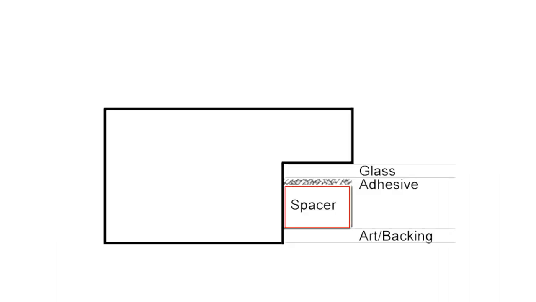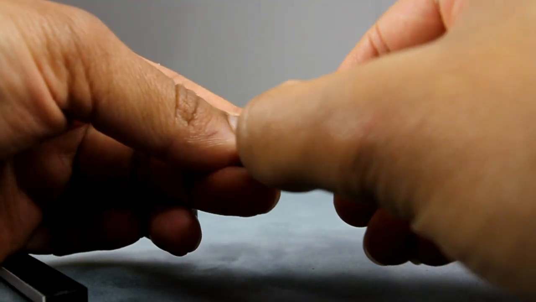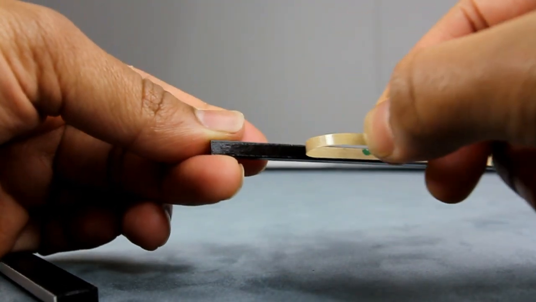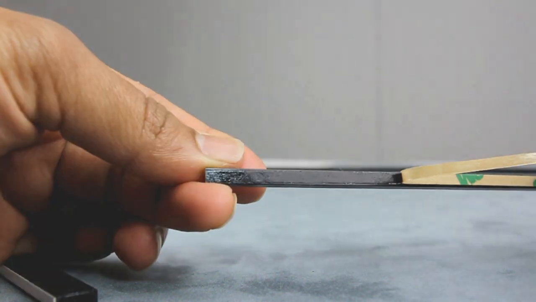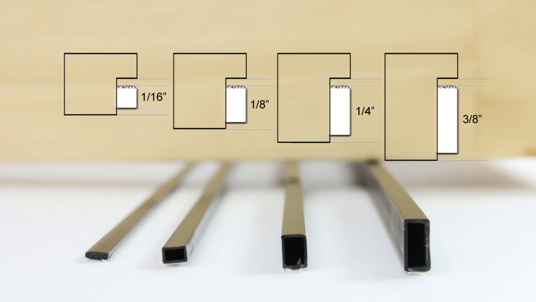The hollow tube, also called peel and stick spacers, are adhesive on one side, and the adhesive side can be either stuck to the backing board or the glass. These spacers are available in three finishes: white, clear, and black. These spacers are 3/16 wide and come in four different depths, such as 1/16, 1/8, 4/8, and 3/8.